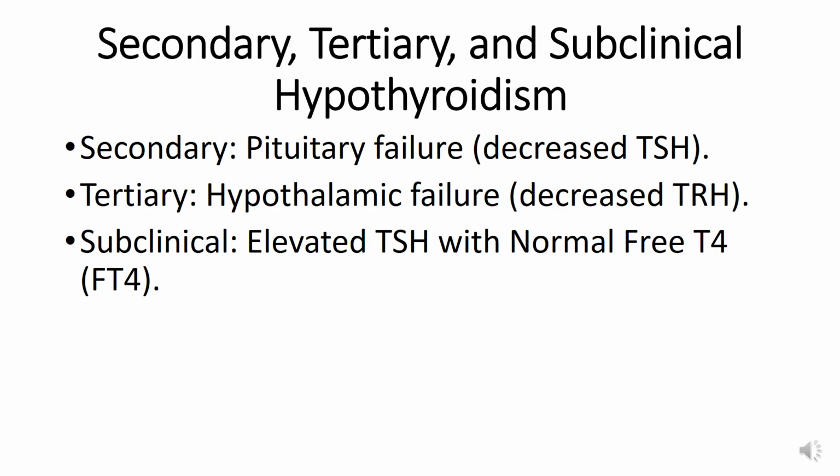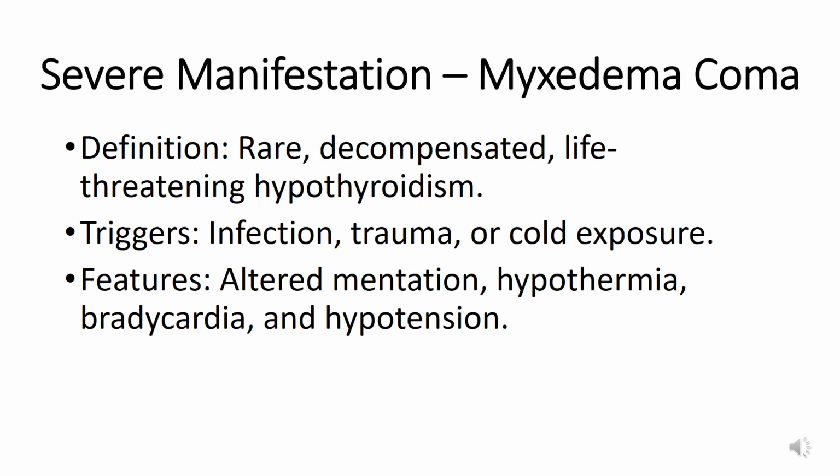Disorders can occur at the thyroid gland, pituitary gland, or hypothalamus, and each level produces distinct hormonal patterns that guide diagnosis and management. Myxedema coma represents the most severe and dangerous form of hypothyroidism. Although the name suggests that every patient is unconscious, this is not always the case. The term refers to a state of profound thyroid hormone deficiency in which the body's normal compensatory mechanisms fail. It is a rare medical emergency and carries a high risk of mortality if not recognized and treated promptly.